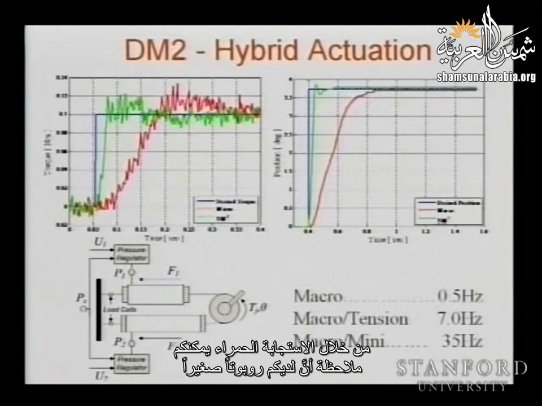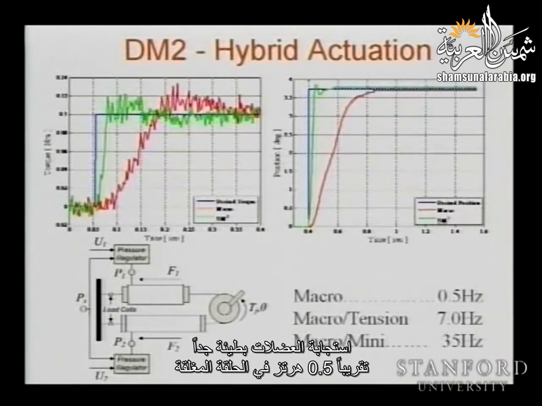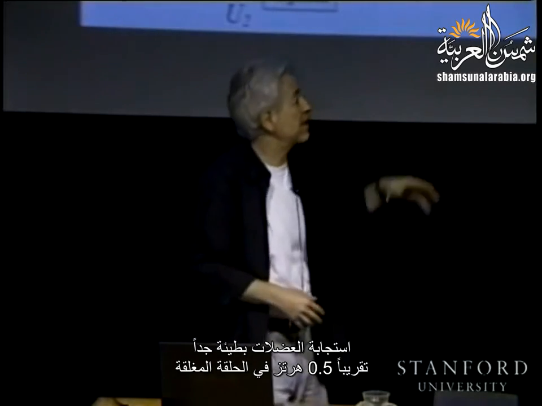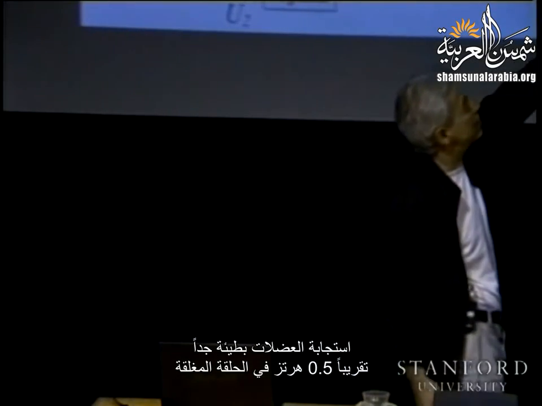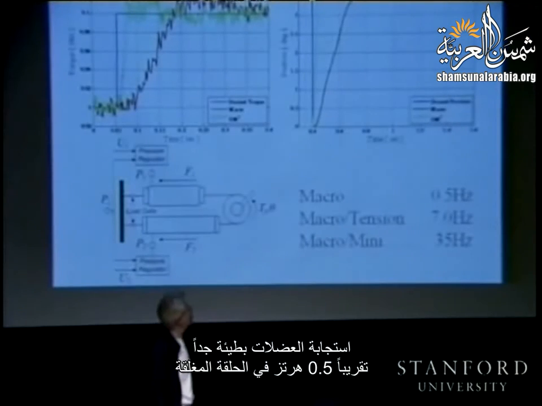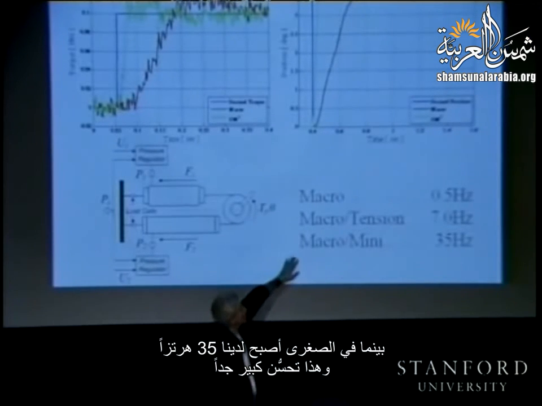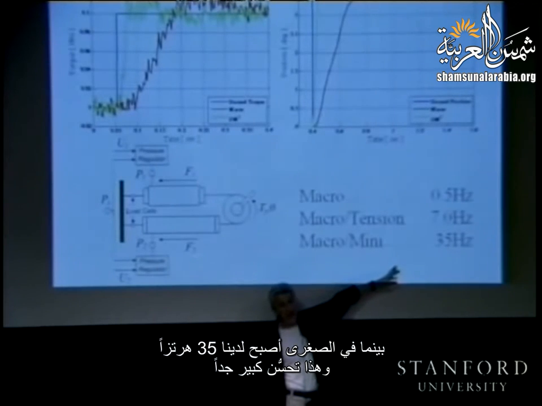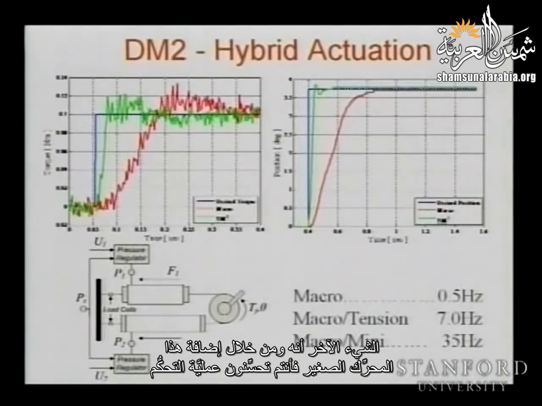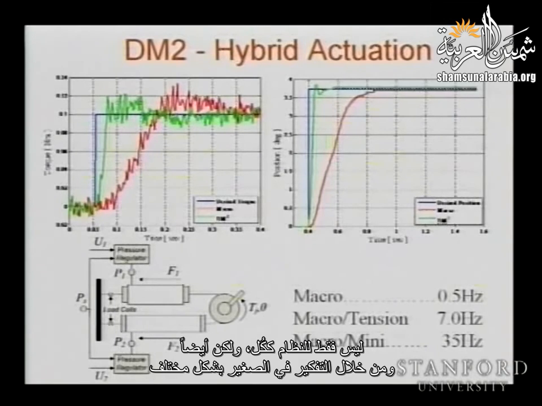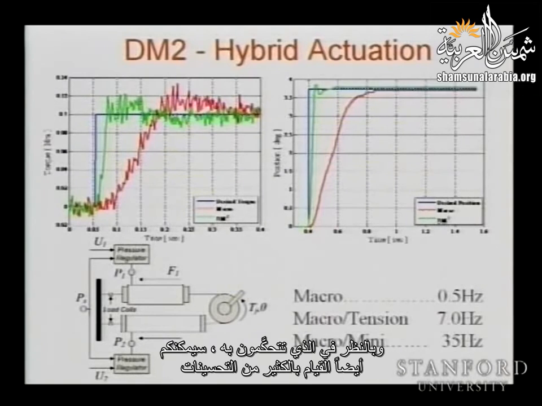So let's see it. You go from 3.5 to 1.5 kilograms maximum. And you can see on the red response, you have the macro robot, just the macro. The muscle response is very slow. You get almost 0.5 hertz in the closed loop. Whereas with the macro mini, you can go to 35 hertz. Huge, huge improvement. The other thing is, by adding this tiny motor, you are improving the control not only of the overall system, but also by thinking about the macro differently and looking at what you are controlling, you can also do a lot of improvement.